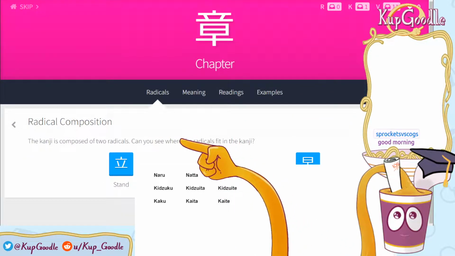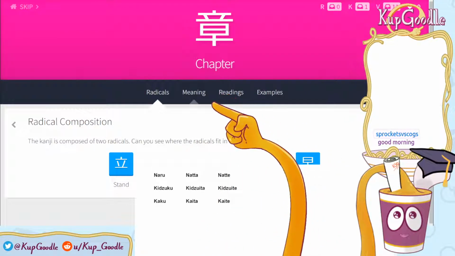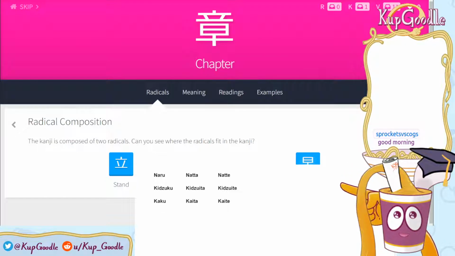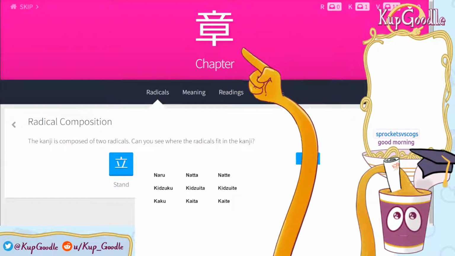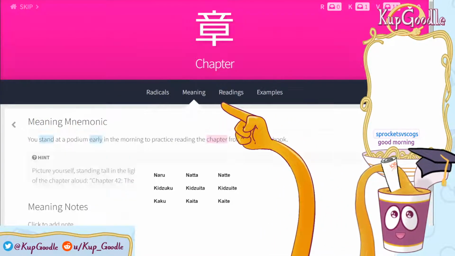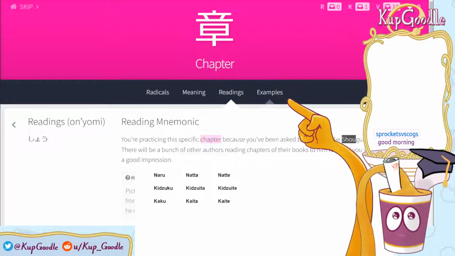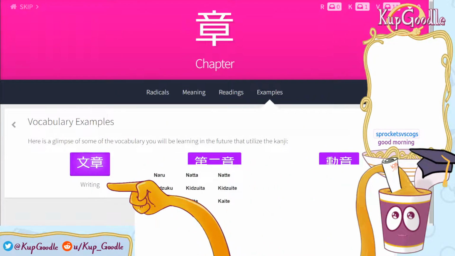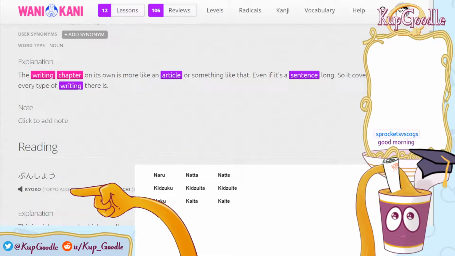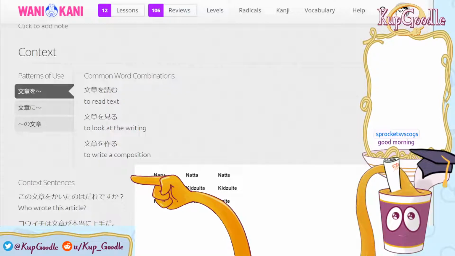Chapter, though. Early. This is very similar to youth or juvenile. This one is standing on this early sunflower rather than the regular multi-tiered sunflower. That's tough. Readings is show again. Everything is show. Writing is bunshou. Look at the writing, to write a composition.